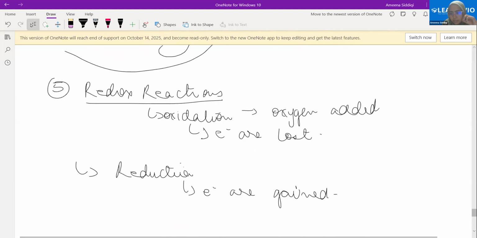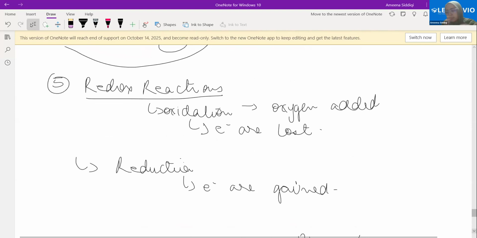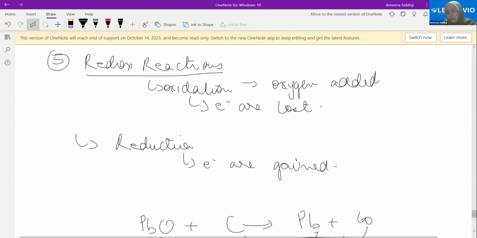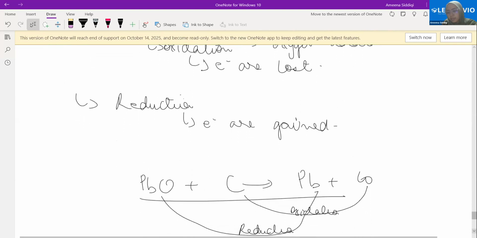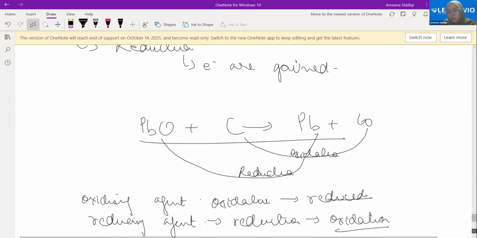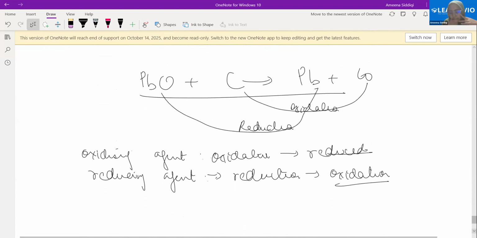Just a second. Oh, this one. Okay. Yes. Which one is the oxidizing agent? Which one is the reducing agent? Yes, beta. Oxidizing agent is lead, and reducing agent is carbon dioxide. Fine. See, that's the point here. Oxidizing agent. First of all, understand that here lead oxide.